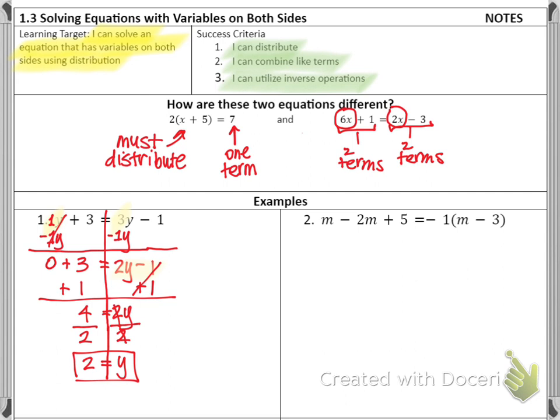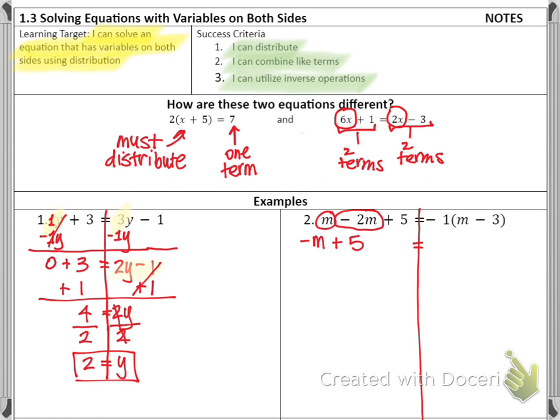All right, this one has some distribution and some combining like terms that we have to do first. Again, I'm going to start off by drawing that line all the way down, and then I'm going to start by looking at the left side of my equation. Right off the bat, I see m minus 2m. Well, I know those are like terms, so I'm going to go ahead and combine those. What is m minus 2m? Well, I think it's negative 1m, and I'm just going to write negative m. All right, and then I don't have anything to combine with the 5, so I'm just going to carry down my plus 5.